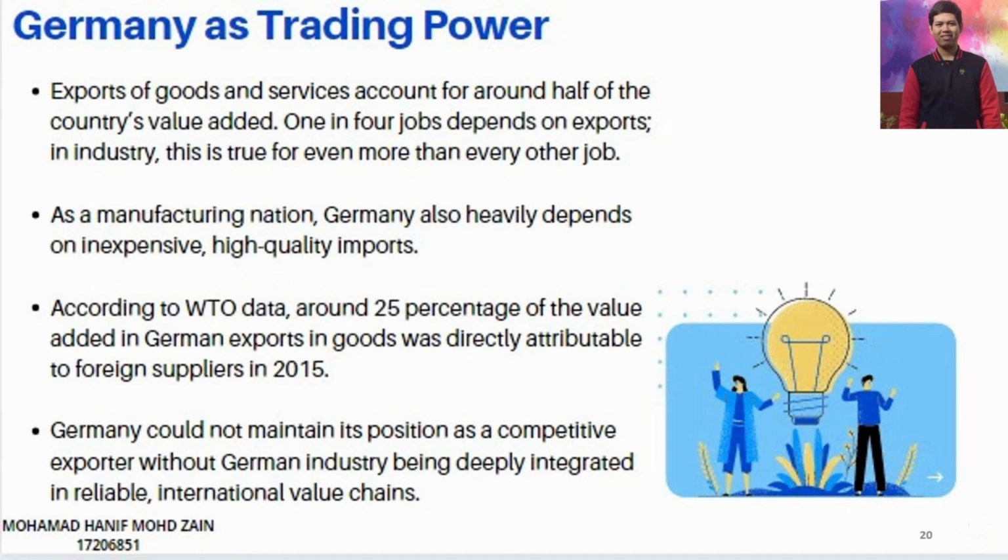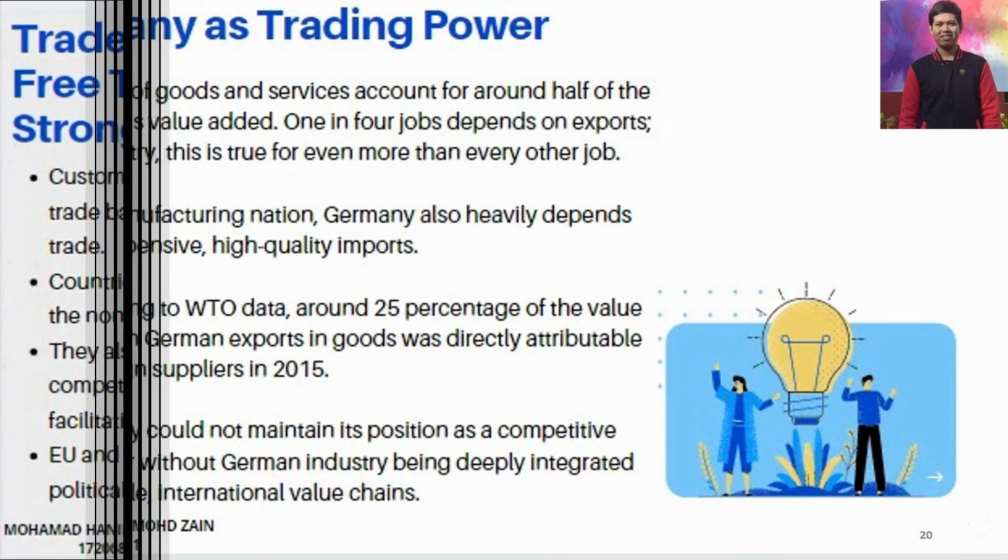As a manufacturing nation, Germany also heavily depends on inexpensive and high-quality imports. According to WTO data, around 20% of value added in German exports of goods was directly attributable to foreign suppliers in 2015. Germany ranks high on the list of top trading nations, placing third in 2018. Exports of goods and services taken together, only China and the United States sold more globally, so Germany could not maintain its position as a competitive exporter without its industry being deeply integrated in reliable international value chains.